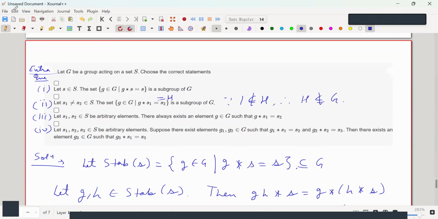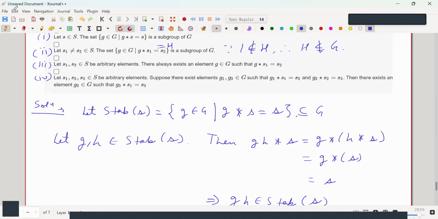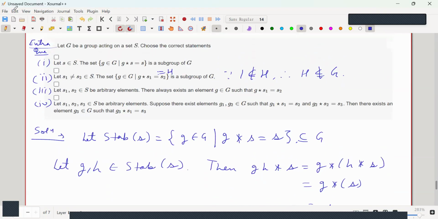What about the other properties? We can't say anything, right? Because once g maps s1 to s2 and h is also mapping s1 to s2, we can't say whether g star h will map s1 to s2, because once it is mapped to s2, we don't know, right? Okay.